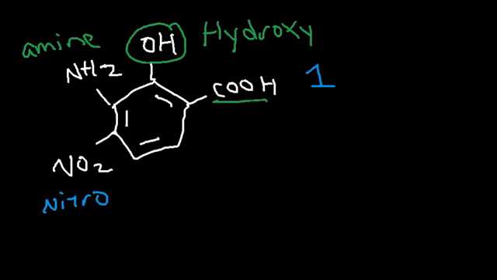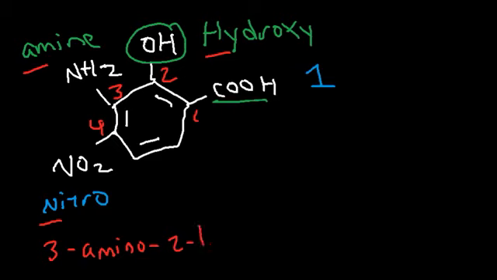So now we have to number it. There's only one way to count it: 1, 2, 3, 4. If we count the other direction, we'll get higher numbers instead of lower numbers. The last thing you've got to do is put this in alphabetical order. So A comes before H and H comes before N. So we're going to say 3-amino, dash, 2-hydroxy, dash, 4-nitrobenzoic acid.